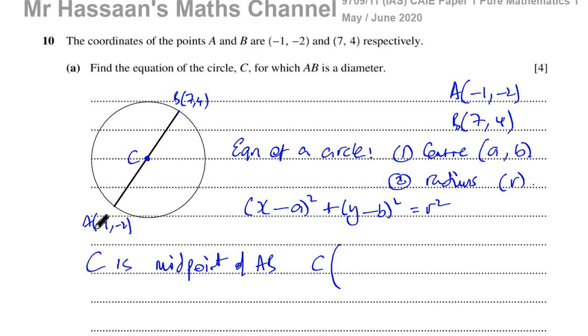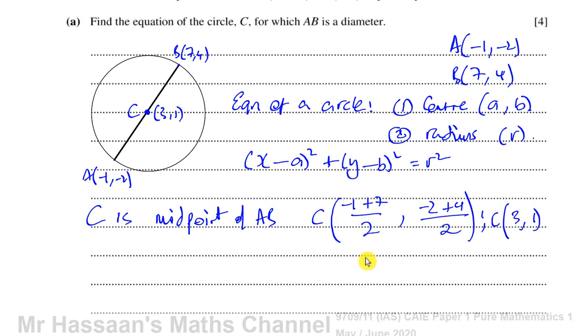So we add the x coordinates together: -1 plus 7, and then divide by 2. That's the x coordinate of the midpoint. And for the y coordinate, you have -2 plus 4, divided by 2. So the coordinates of the center are 6 over 2, which is 3, and 2 over 2, which is 1. Those are the coordinates of the center of the circle, (3, 1). So now we can write down the equation.